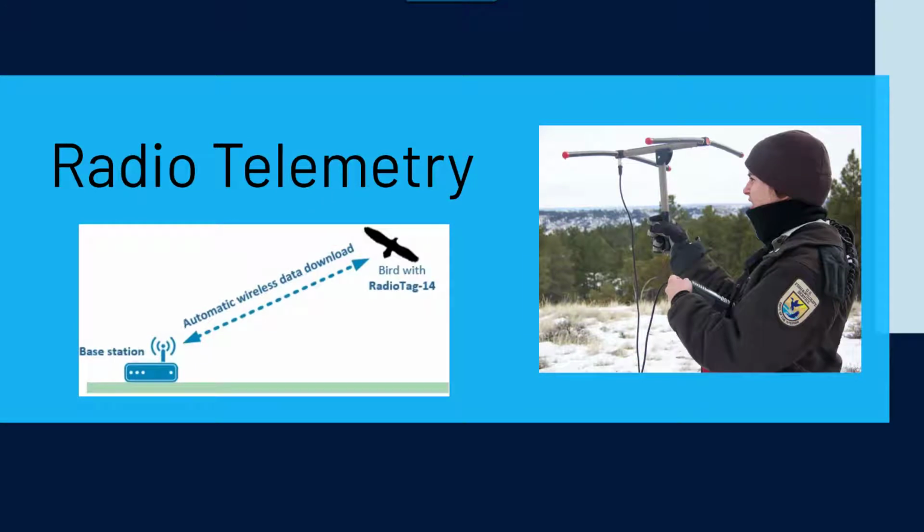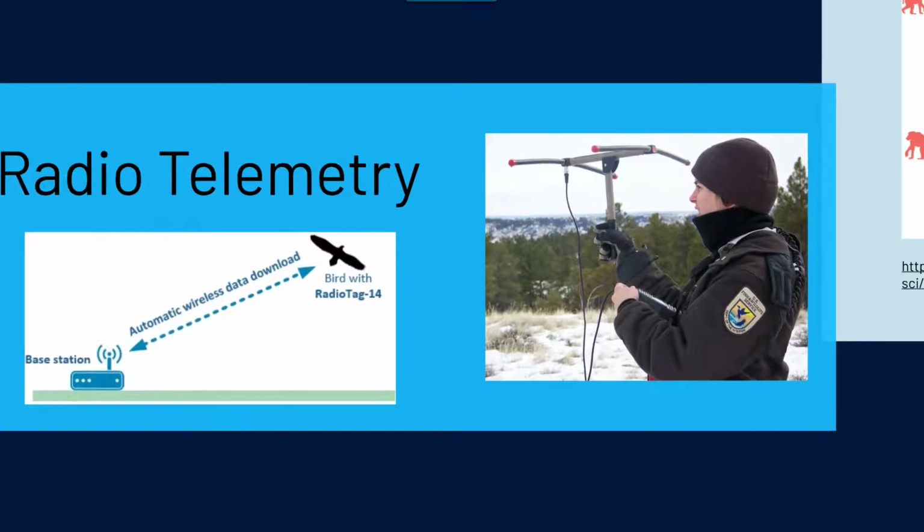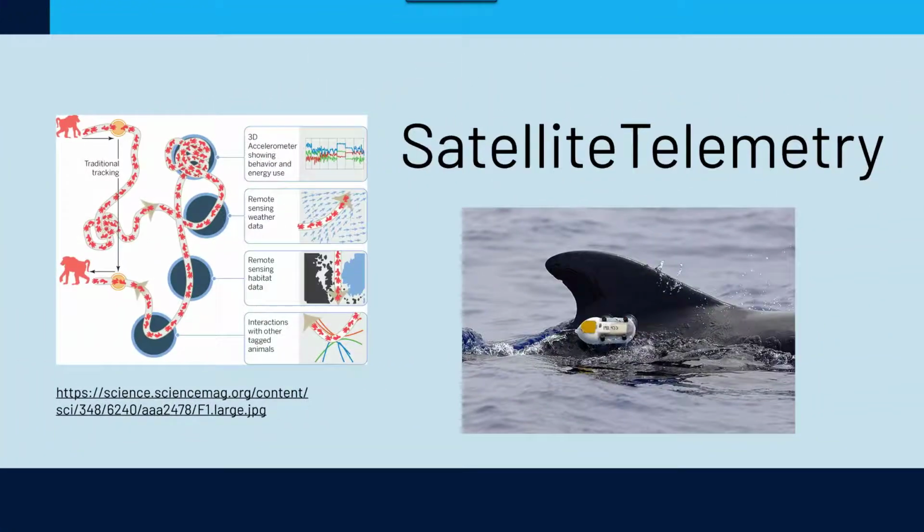Radiotelemetry is another means by which we can track animals. This is where there's going to be a base station that's going to receive a radio transmission from a tagged animal. That radio tag will be just communicating as well as sometimes transmitting wireless data to the receiver. And also we have satellite telemetry, which is a means of being able to track these animals via satellite.